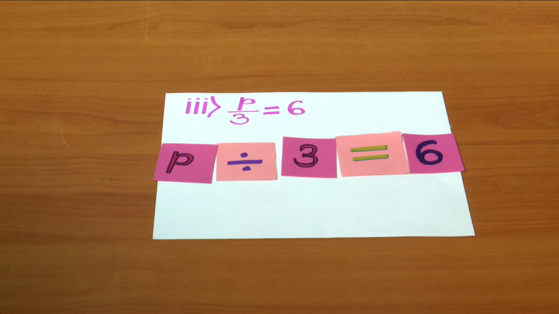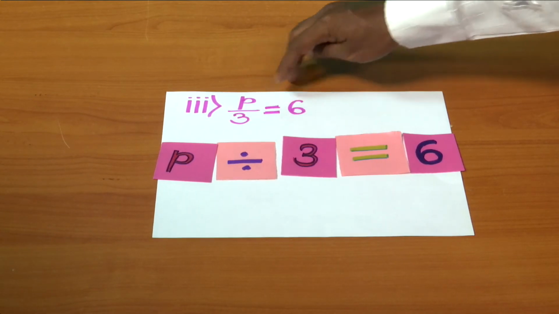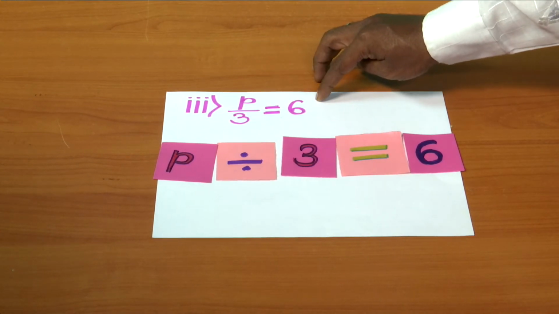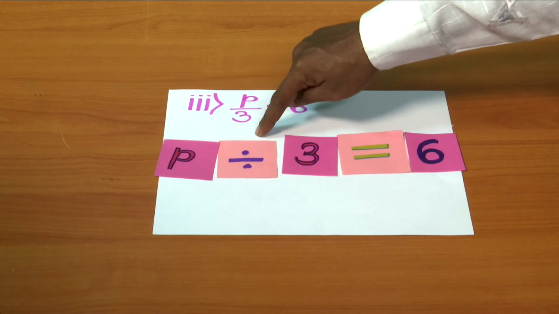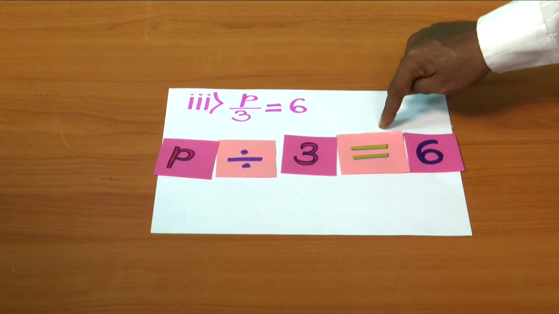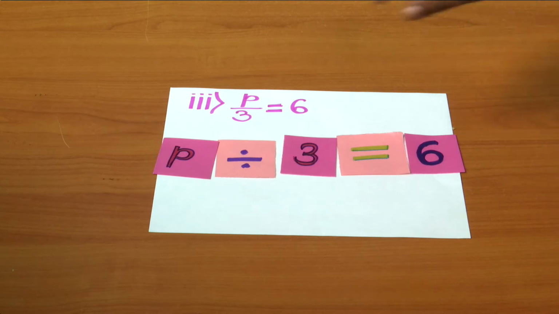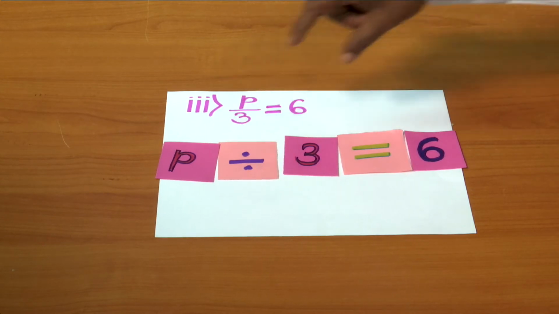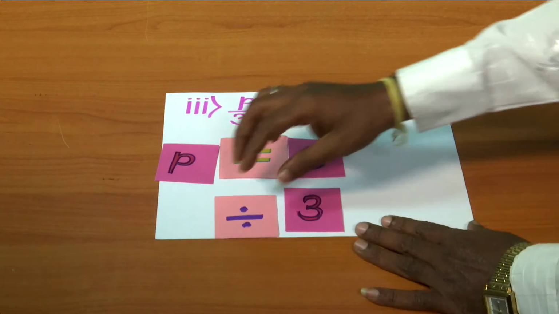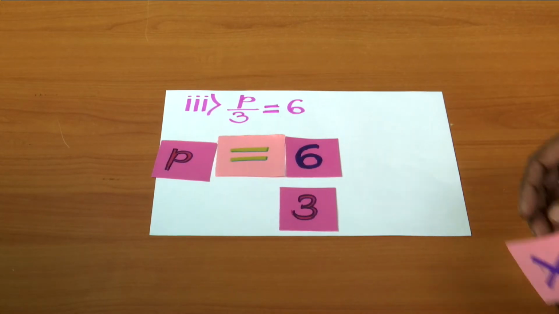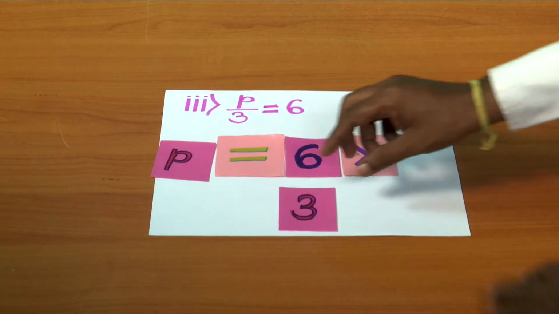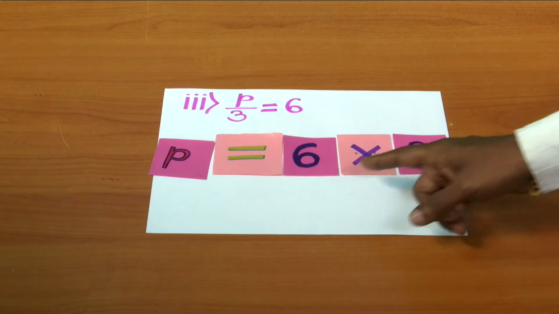Third question, p divided by 3 is equal to 6. It's written as p divided by 3 is equal to 6. This divided by 3 comes to the right side. Then what happens? This division converts to multiplication. Then p is equal to 6 into 3.